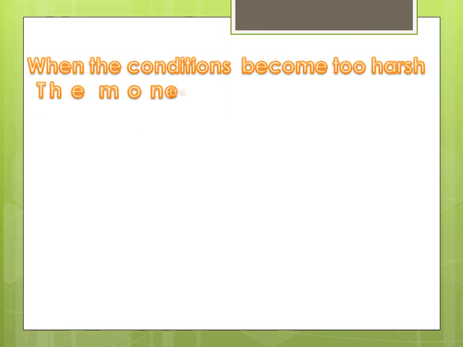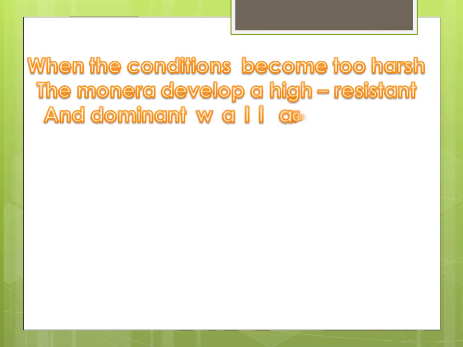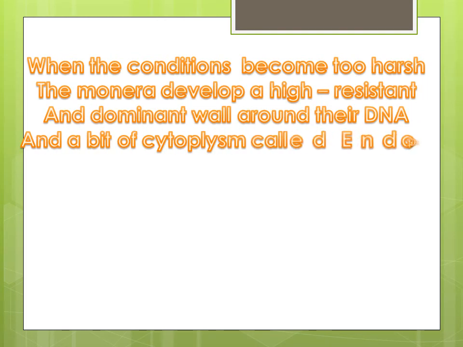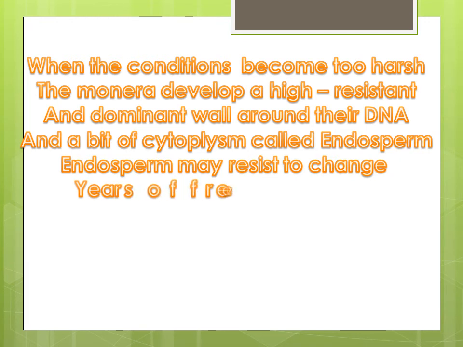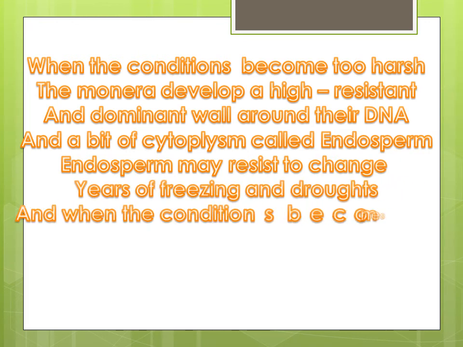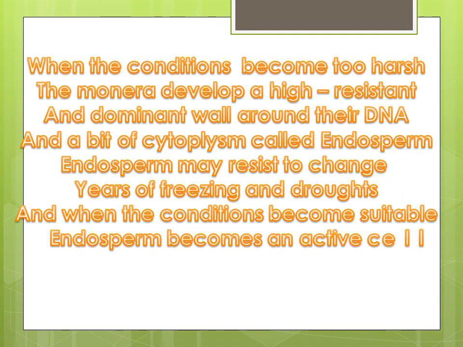As I mentioned earlier, Monerians are found everywhere, just everywhere. They can live in very harsh climatic conditions, in hot water springs as well as under ice in the polar regions. Now the question must be arising in your mind: how do they adapt so?